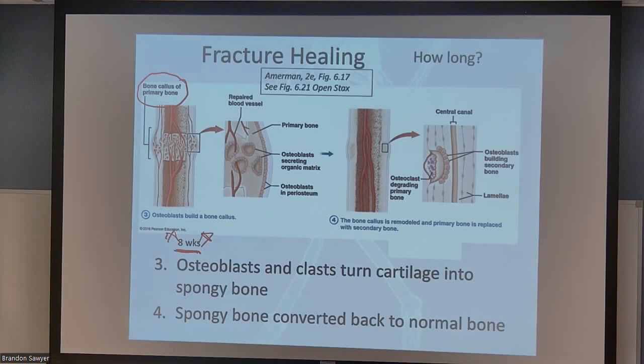Right. And then to get all the way to this remodeled state where we get compact bone back on the outsides, we get our cavity back there again. That's like several months, maybe 3 to 4 to 5 months, depending on which bone we're talking about.